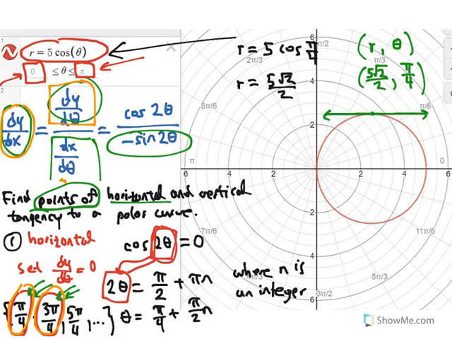And the other point at which we have a horizontal tangent line to our polar curve would happen at θ equal to 3π/4. Now, here's the terminal side of the angle 3π/4.